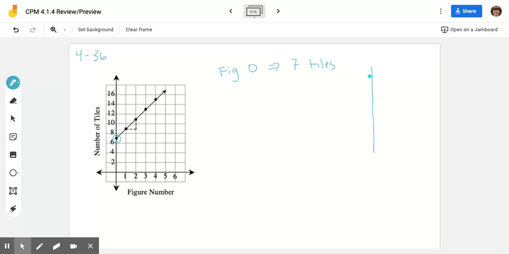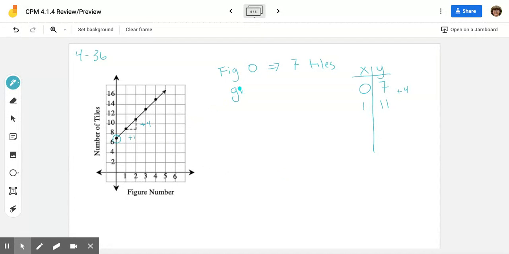And in a table, if I were building a table, that would be figure number 0, and that would be 7 tiles. So the other thing we want to know is how it grows. So when I go over 1, so this is +1 here. So as I go up in my figure number, how many tiles does it go up? So this goes from 7 to 11. So that goes up 4 tiles. So as I go up figure numbers, the number of tiles goes up 4. So if I want to add 4 over here, then that next figure would have 11 tiles.